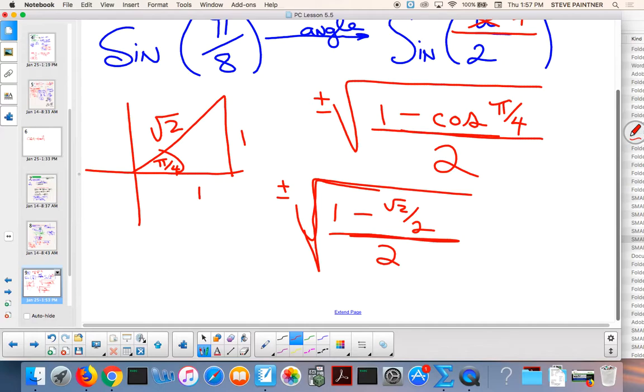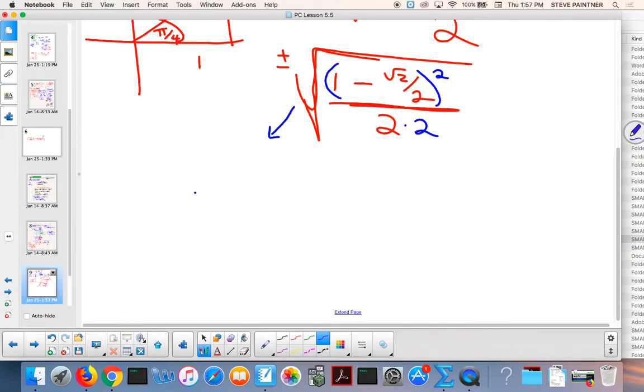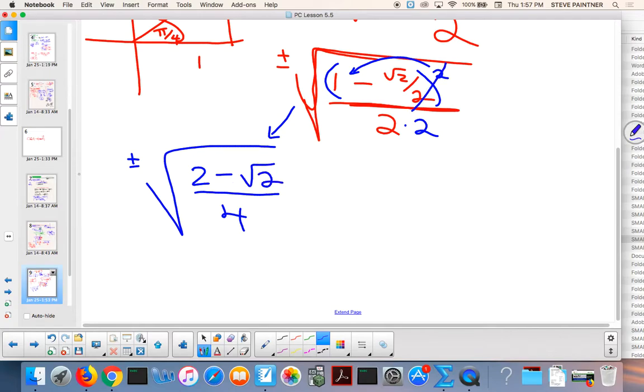I got a complex fraction. I'll simplify it by multiplying by 2 over 2, and you're going to get 4 on the bottom, right? You're going to get 2 minus square root of 2. It kind of looks like the last problem, doesn't it? These numbers are a little different. Square root of the top over square root of 4. These aren't perfect squares, so there's not much you can do, so just leave it.